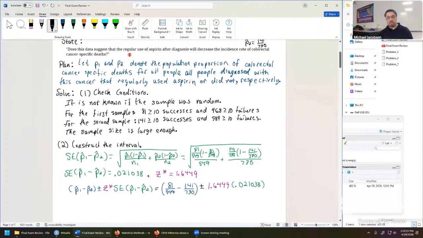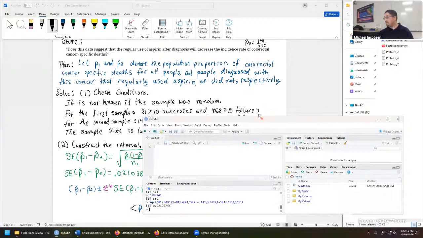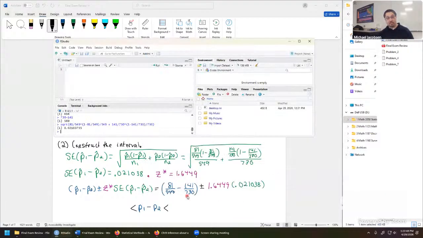Now going back to the parameters, it's a good idea to remind yourself what you're calculating when you get beyond this step, cranking it out fully. You're calculating the difference in population proportions. So we go from the statistic, the p hats, to the original parameters. These are going to be constrained between two values, a lower bound and an upper bound. And one fast computation is essentially going to give us both. So take 81 over 549 minus 141 over 730.